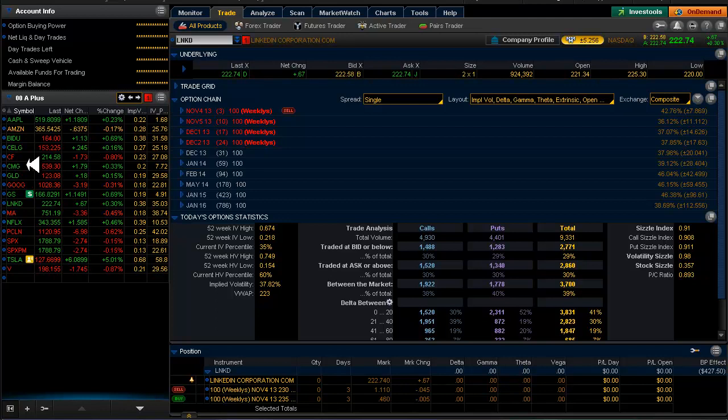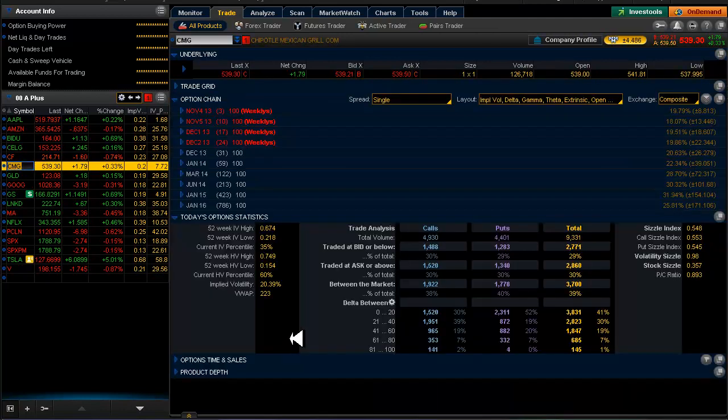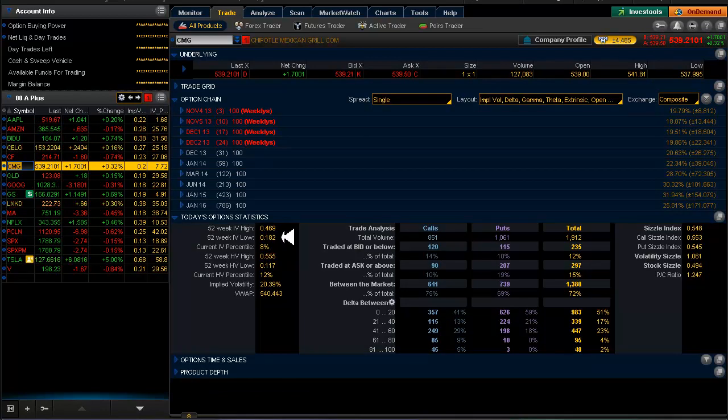For instance, Chipotle, if we were to take a look at them, they are at 8%, and their range has been 18.2 to 46.9, and right now they're at 20.39, so that's only 8% of this range here. So we're looking for some underlyings that have an IV percentile a little bit higher than that. Specifically, we're going to look at ones over 50%, and I'm going to show you how to find them.